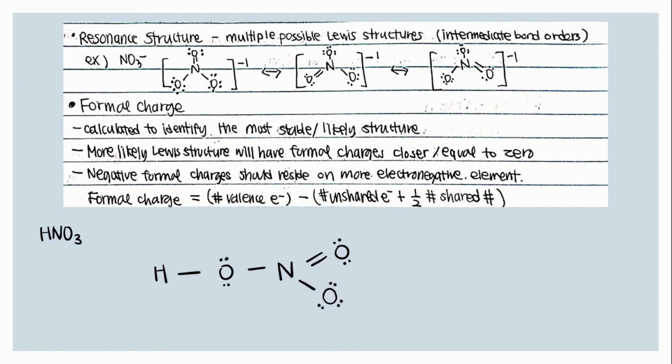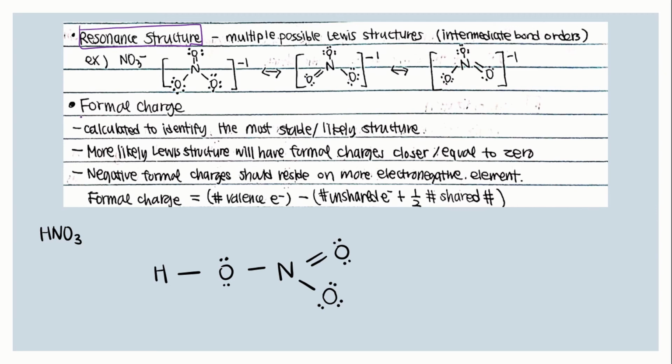Next topic is the resonance structure, multiple possible Lewis structures. So for example, NO3- can have this Lewis structure, 2 single bonds here and a double bond here, but the double bond can go to any terminal atom. So you have 3 possible Lewis structures, which is a resonance structure.